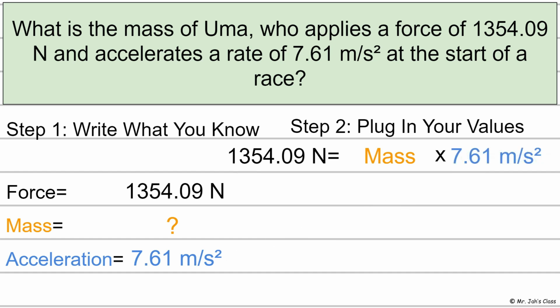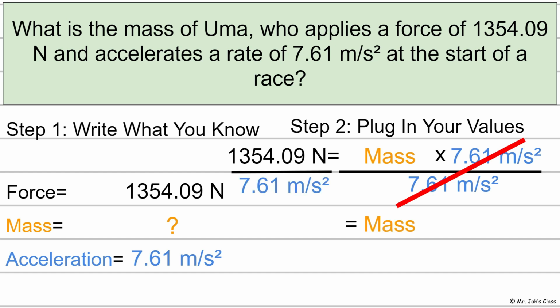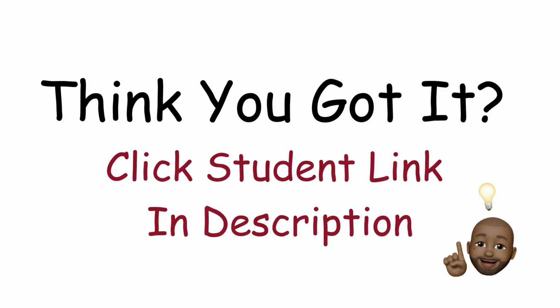Now, in order for us to solve for mass, we got to get it by itself. So we have to think, what is happening to the mass? It is being multiplied by the acceleration. So we have to do the opposite. So we divide. That cancels it out. Whatever we do to one side of the equation, we have to do to the other side. So mass is equal to 177.9 kilograms. And that is how you solve for mass.